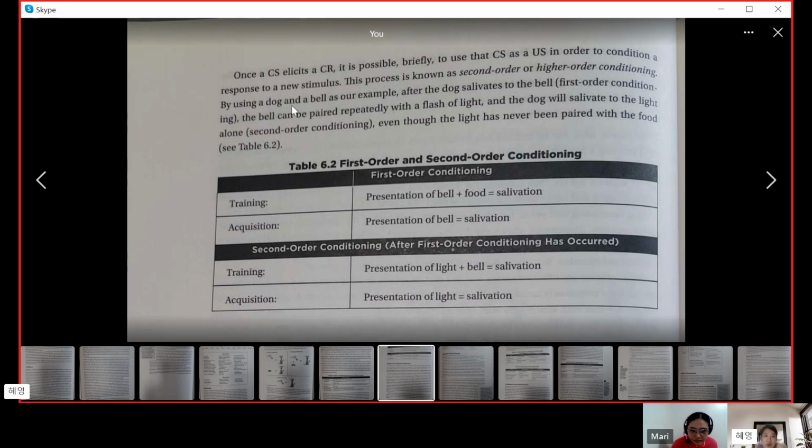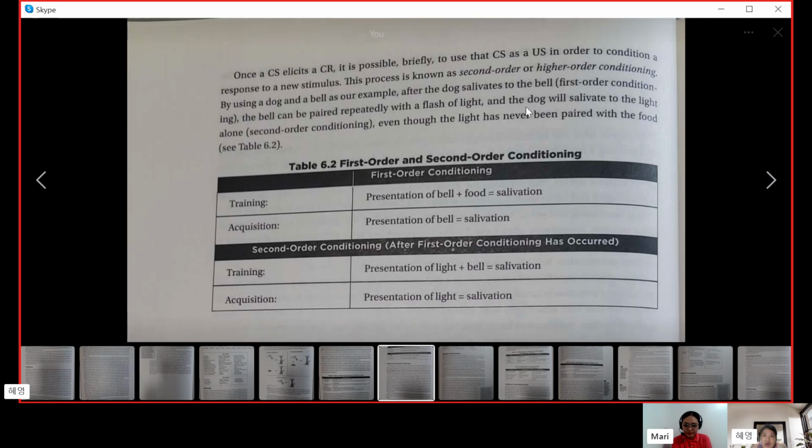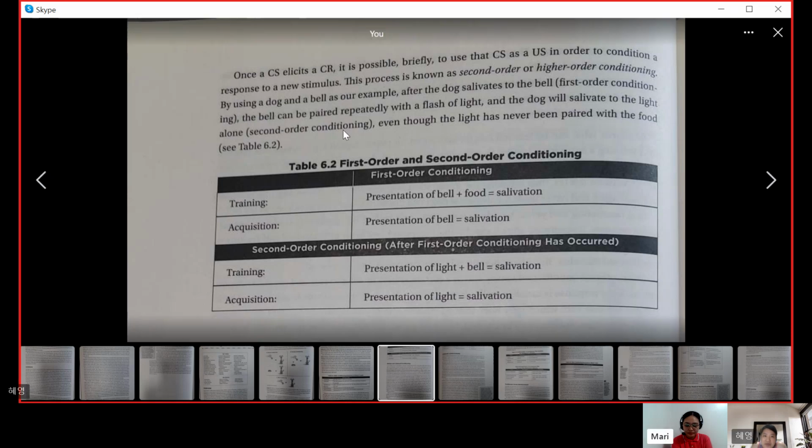By using a dog and a bell as our example, after the dog salivates to the bell, first order conditioning, the bell can be paired repeatedly with a flash of light, and the dog will salivate to the light alone. This is second order conditioning, even though the light has never been paired with the food, like this.